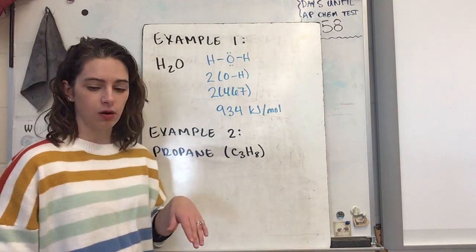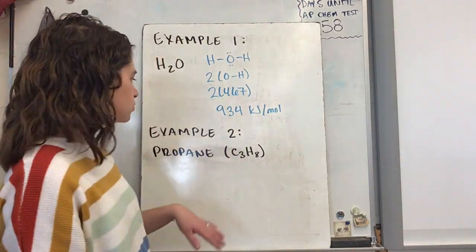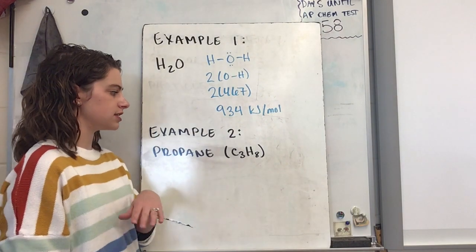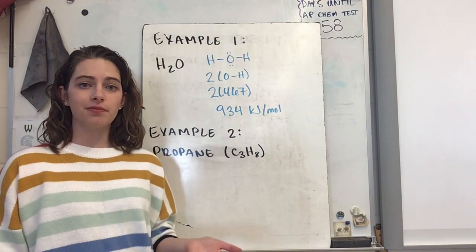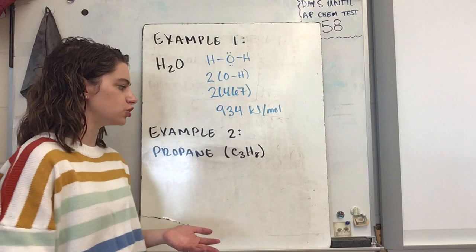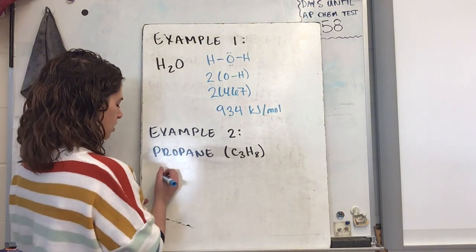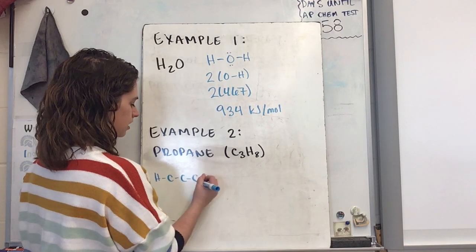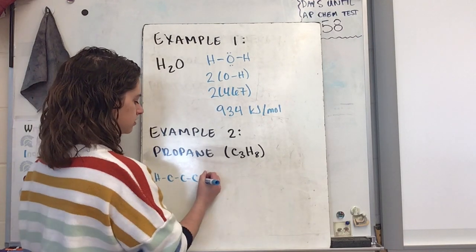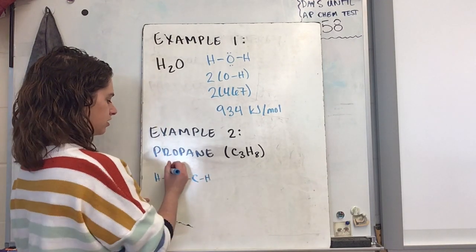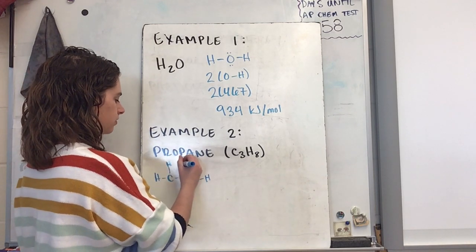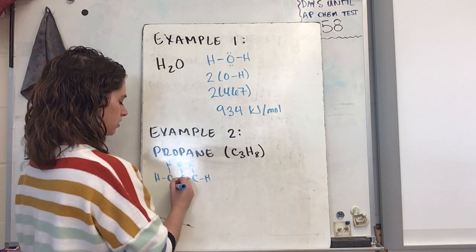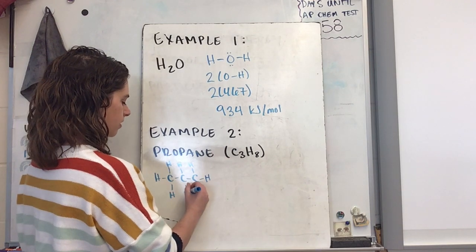Okay, so let's look at one that's a little bit more complicated. So propane, which has the formula C3H8. This is one I probably wouldn't expect you to know how to draw, so I'm going to draw it out for you. Propane has this structure. So it's 3 carbons in a row, each connected by single bonds. There's a hydrogen at each end, and then there's hydrogens around each of the carbons. So each carbon has 4 bonds.